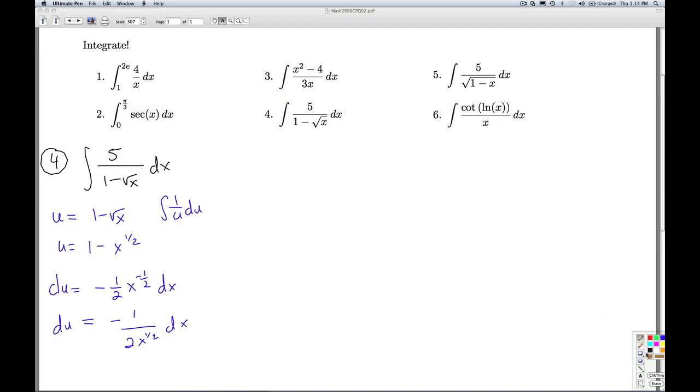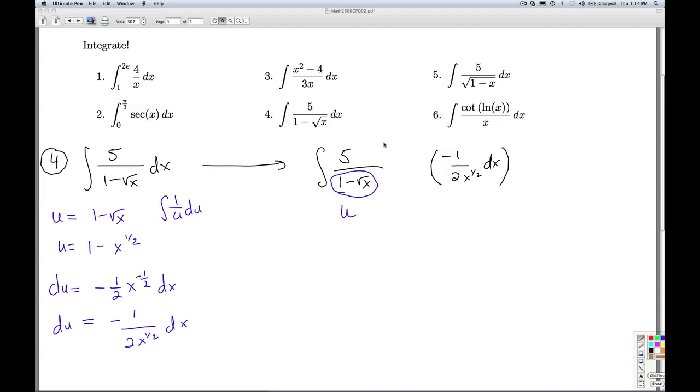So I look at my integral and I see what I have, and more importantly what I don't have. I've got 5 over 1 minus square root x dx. So this guy is the u. In order to get the du, I need this. So I'm going to go ahead and write that in there. Now I just can't willy-nilly multiply the inside of this integrand by negative 1 over 2x to the 1/2, because whatever I write here has to be equal to my original integrand.